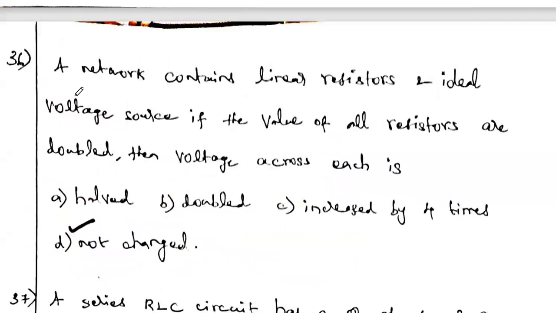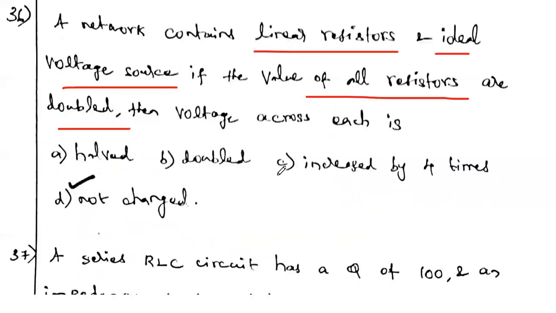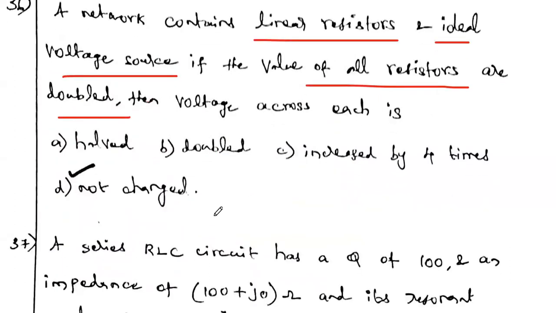Then the next question: a network contains linear resistors and an ideal voltage source. If the values of all resistors are doubled, then the voltage across each is dash. Options: halved, doubled, increased by 4 times, not changed.